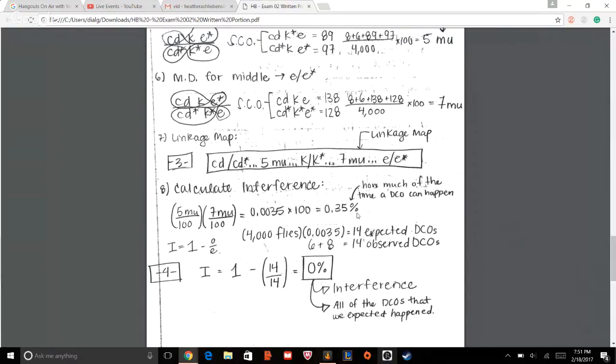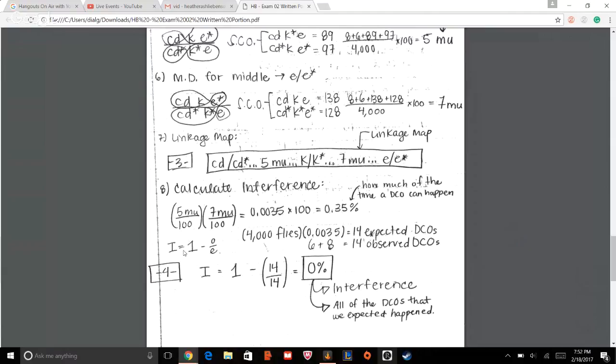So then what we do is we need to determine how many expected double crossovers we have. So we have 4,000 total flies times the value calculated above equals 14 expected double crossovers. Then what we do is we take 6 plus 8 equals 14 observed double crossovers. This is what we calculated on the previous page.